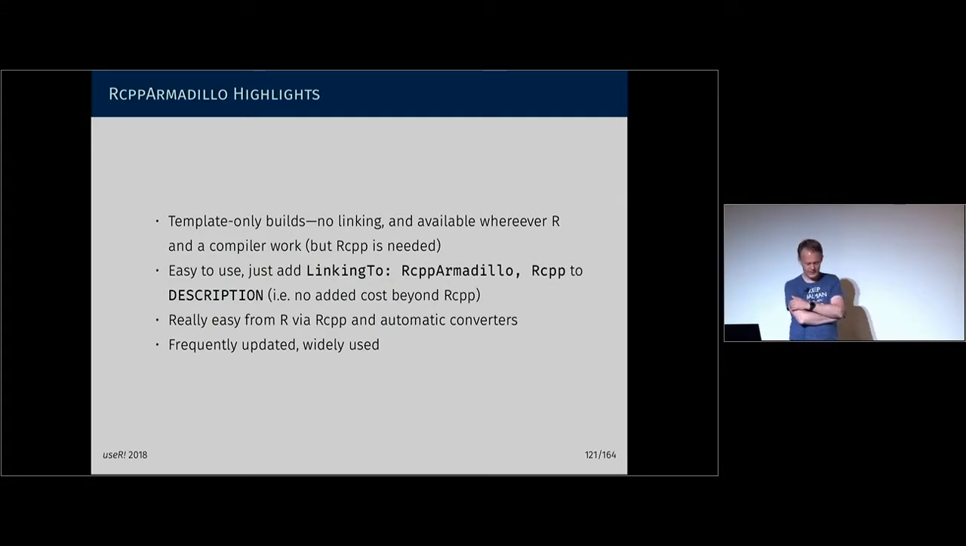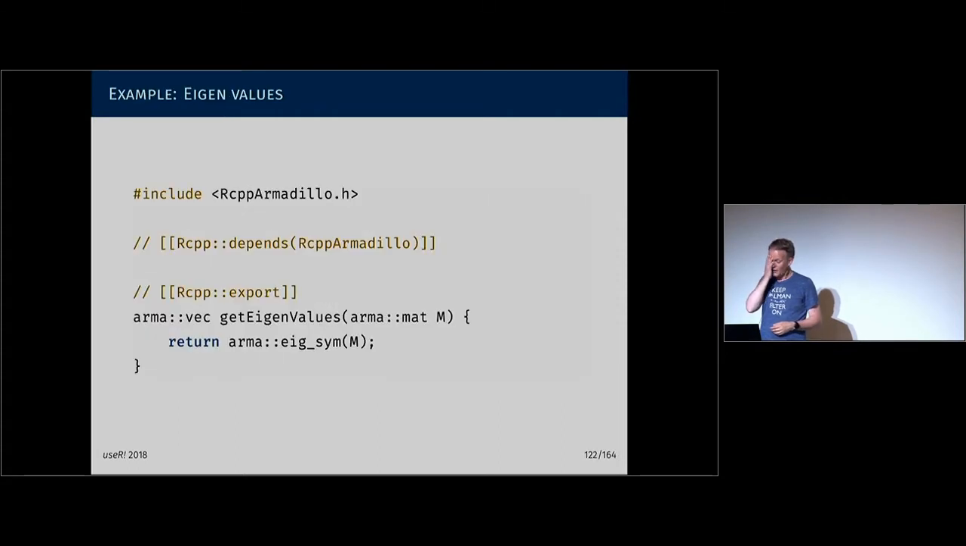What are the highlights? This again is a templated library, a header-only library, so that makes deployment and shipping really, really good. No linking. If you use this in a package, all you have to do is link to RcppArmadillo as well as Rcpp. Fully automated converters from Rcpp and pretty performing.